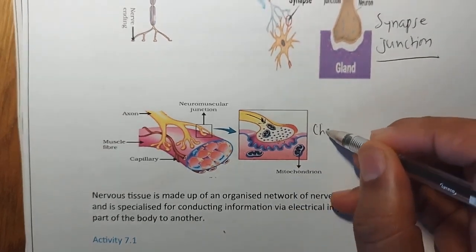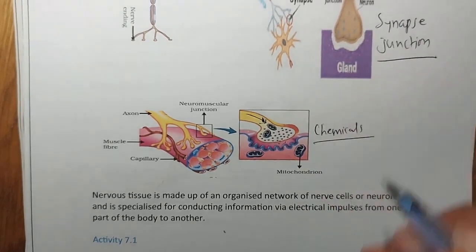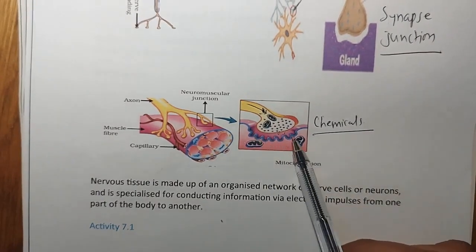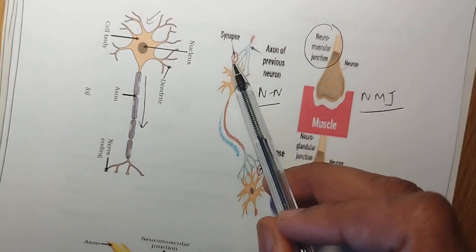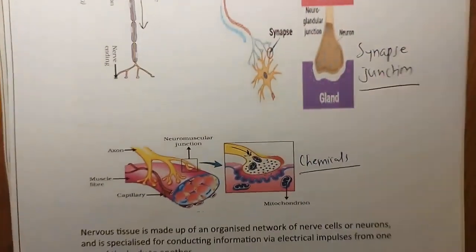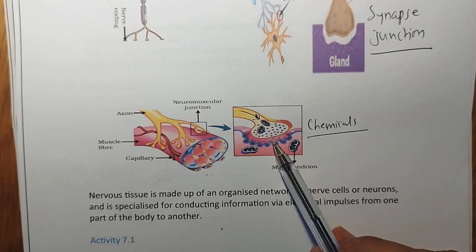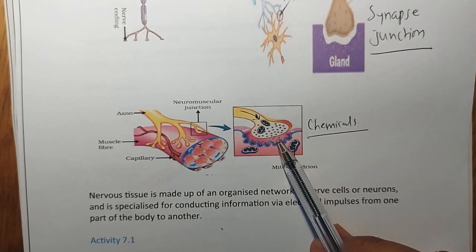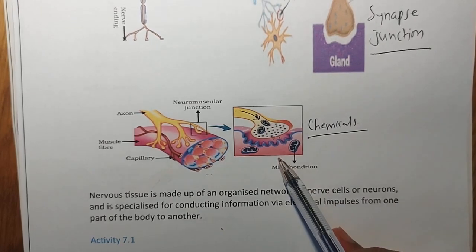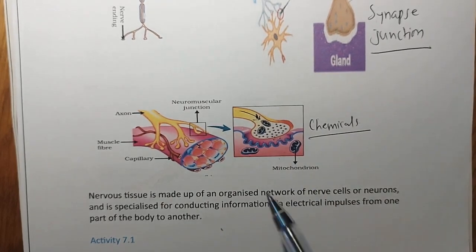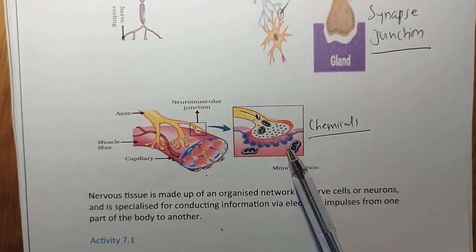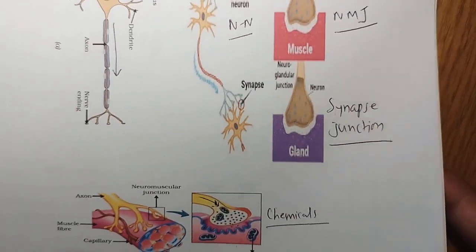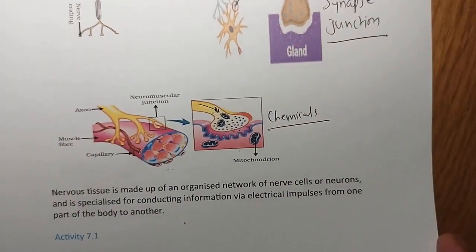The chemicals are released, and these chemicals then act on the membrane of the muscle or the gland or the dendrite to transmit the message. So release of the chemicals at the synapse or the junction causes transmission of the electrical message, and this is how the nerve impulses are transmitted from nerve to nerve, nerve to muscle, or nerve to gland, and then further action will be carried out.